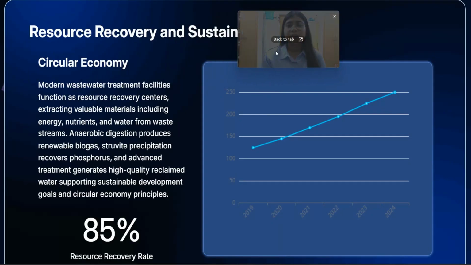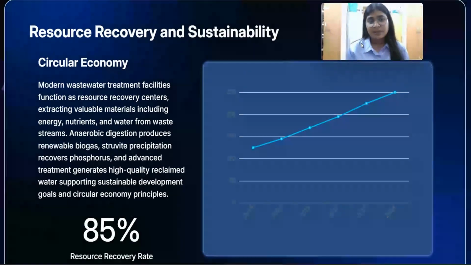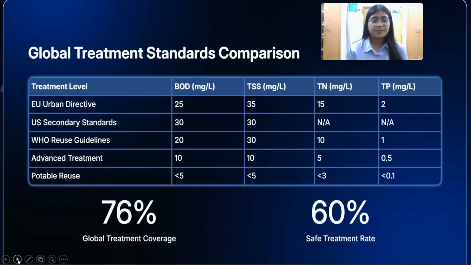This is the resource recovery and sustainability, circular economy. And we can say an 85% resource recovery rate is there in sustainability. It recovers the phosphorus, and advanced treatment generates high quality reclaimed water supporting sustainable development goals and circular economy principles. 85% resource recovery rate is there. This is the global treatment standard comparison.